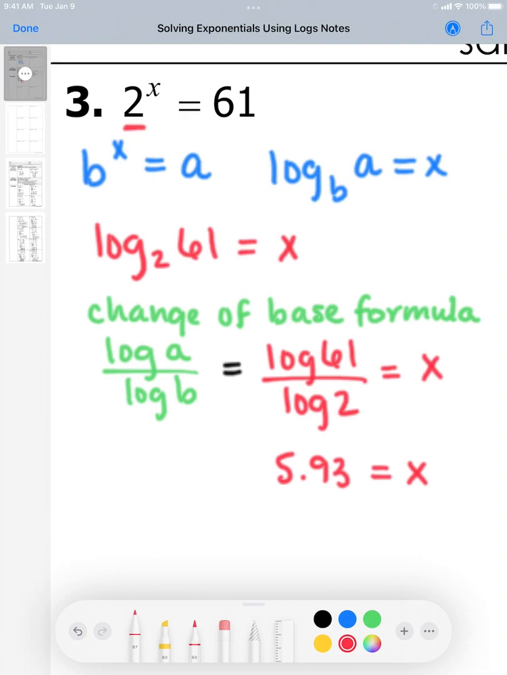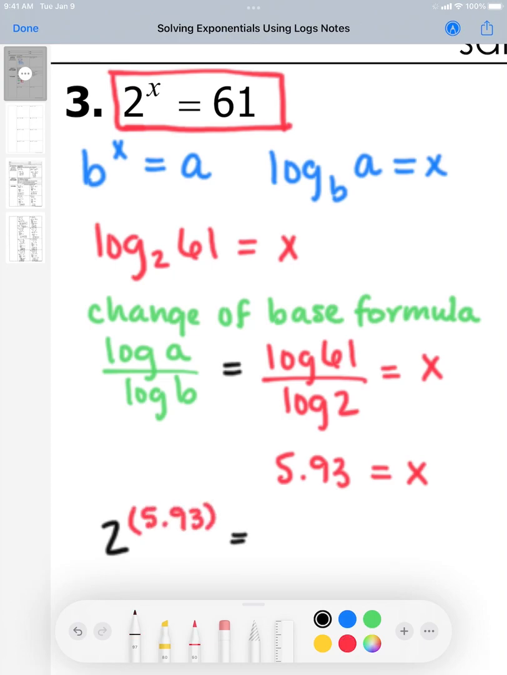To check it, just plug what you got for x back into the original exponential equation. So wherever you see x, plug in 5.93. So this gives me 2 to the power of x, but x we know is 5.93, is equal to 61. So I'm going to put 2 to the power of 5.93 in the calculator, and I want to get a number close to 61. Now we rounded this number, 5.93. It was a much longer decimal, so I rounded it to the hundredths decimal place.